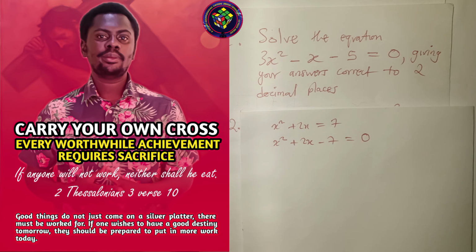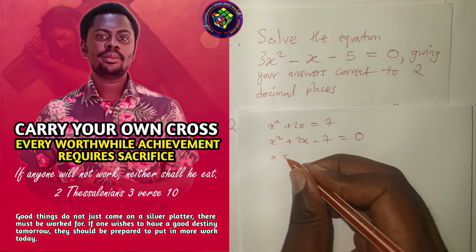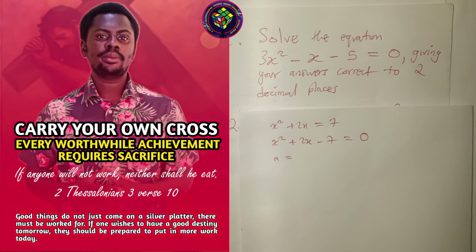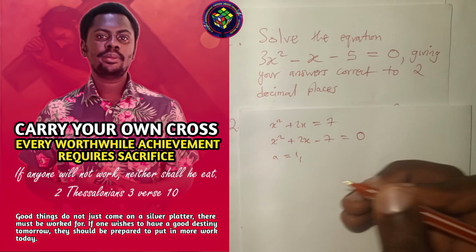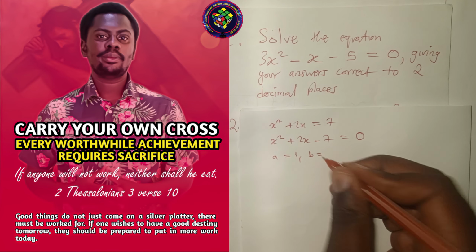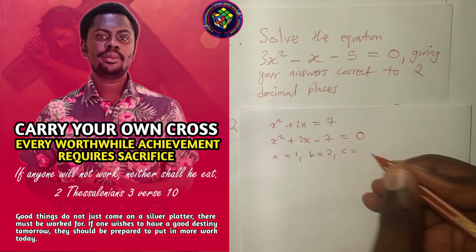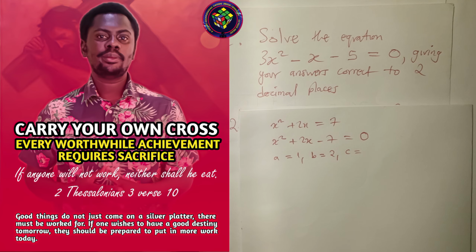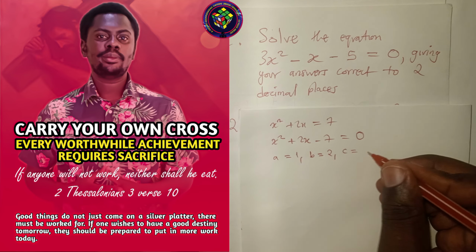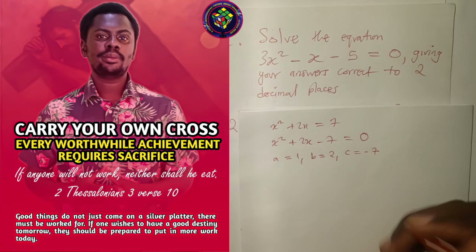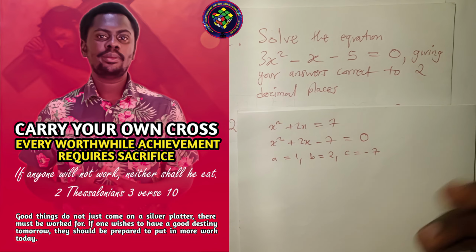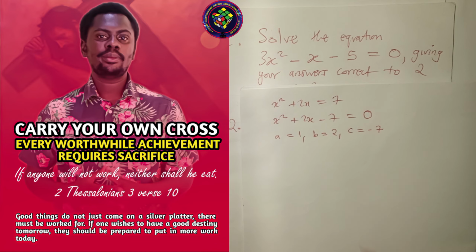Okay, then we can determine the values for a, b, and c. So a is equal to the coefficient of x squared, that is 1. Then b is the coefficient of x, which is 2. Then c is the term independent of x, which is minus 7. So c is equal to minus 7. Then we go to the formula.